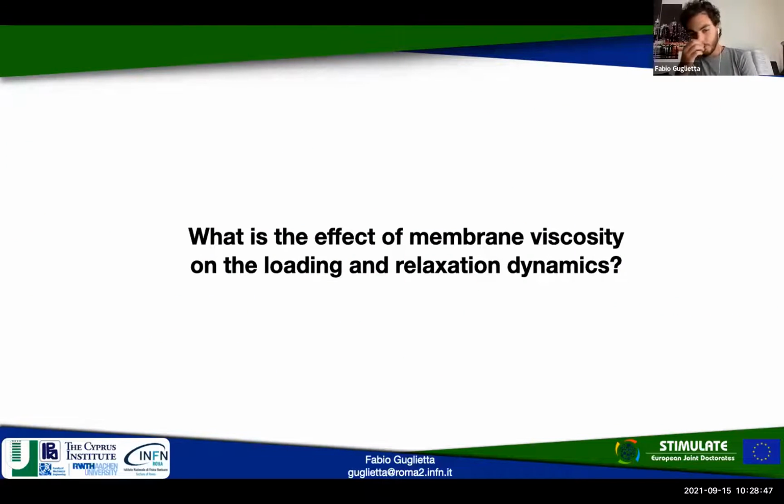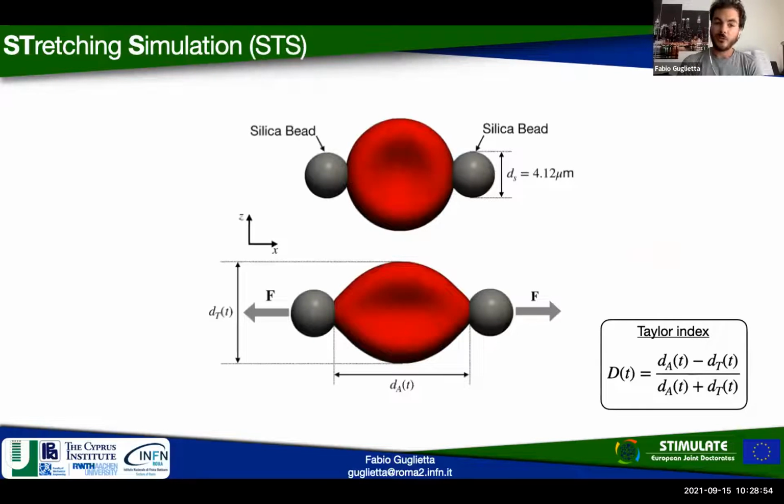Okay, let's move to the results. So the first question is, what is the effect of membrane viscosity on the loading and relaxation dynamics? To answer this question, we build up a simulation that is called a stretching simulation, in which we are simulating the stretching in optical tweezers. So we can see here the two silica beads used to stretch the red blood cell by applying two forces with opposite direction. And we measure the axial and transversal diameters. And this information is used to compute the Taylor index, which measures the deformation of the cell.